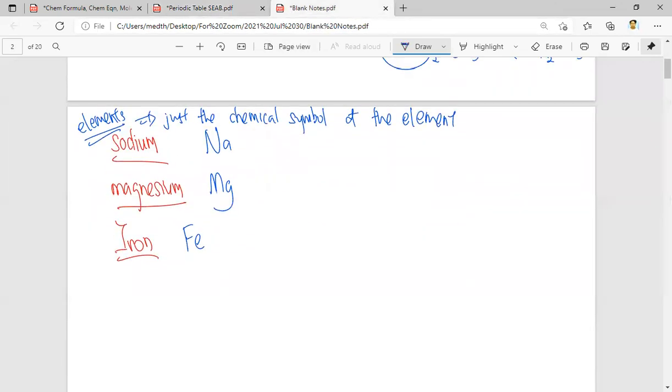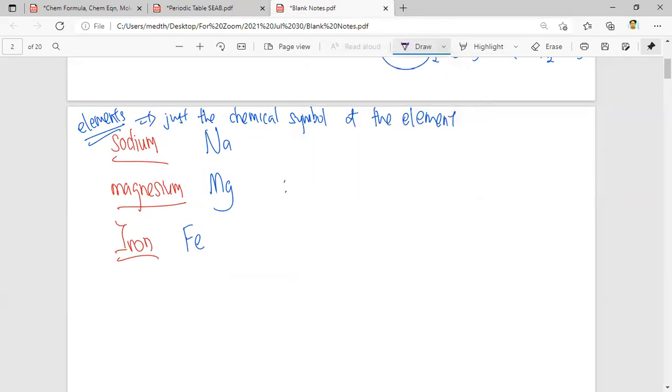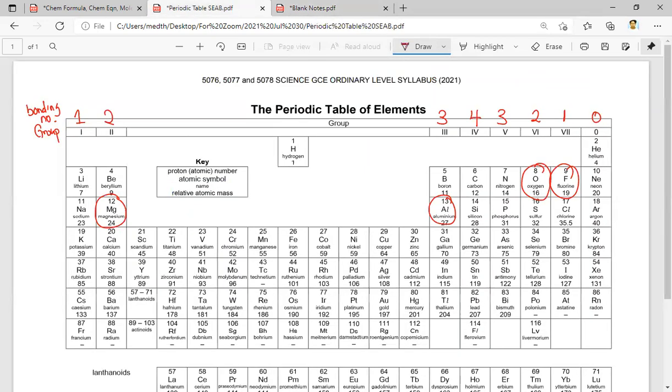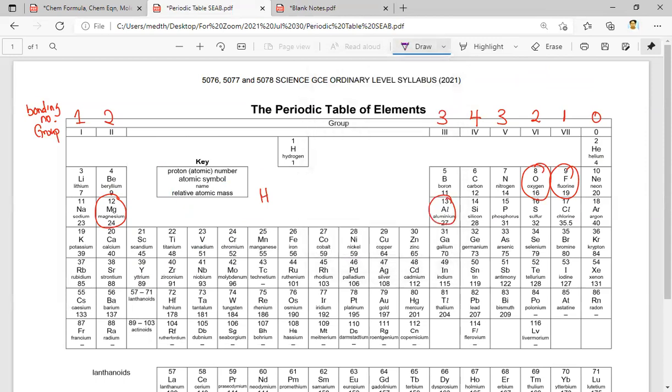Now there are some exceptions. So I'm going to write down this word called exceptions. Every single thing is just the chemical symbol of the element itself, except what I call the H7 elements. What are the H7 elements? I'm going to list them all out using a purple ink on my periodic table. So what are the H7? Those in purple are my H7 elements.